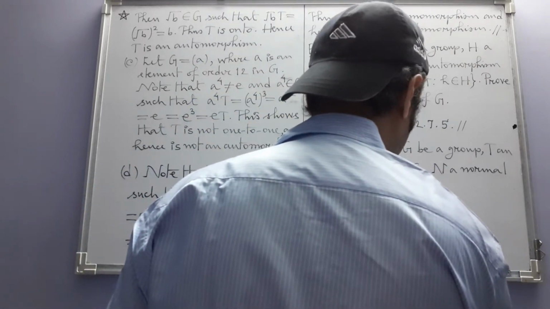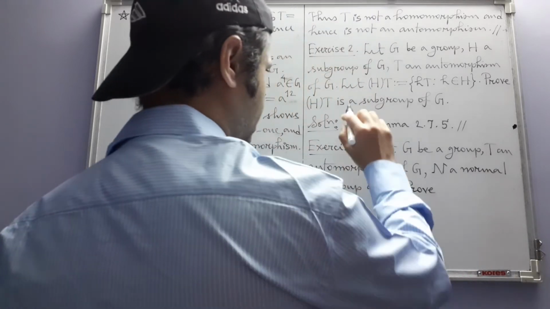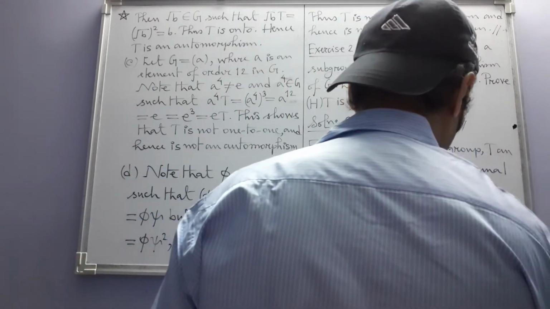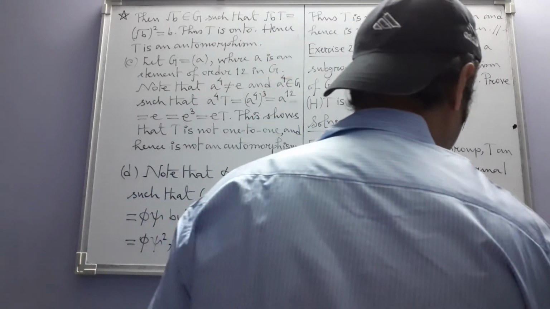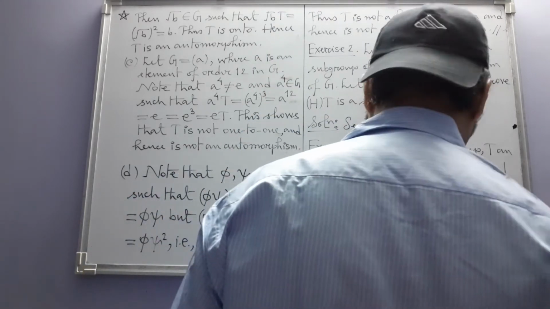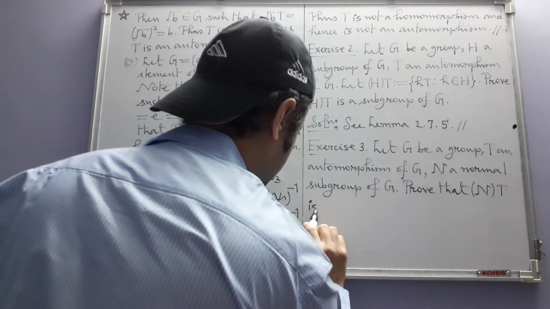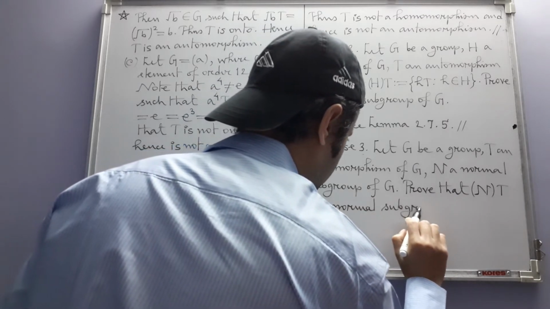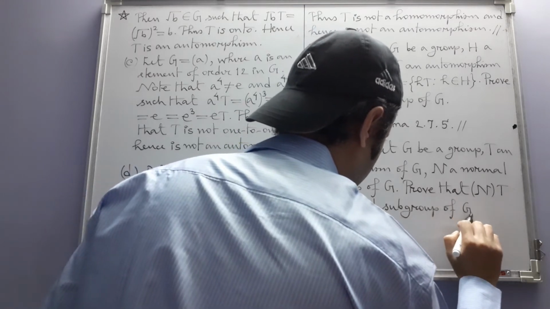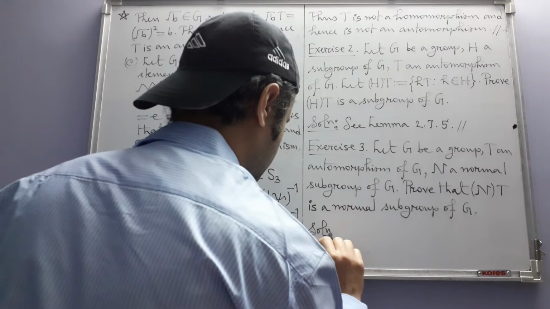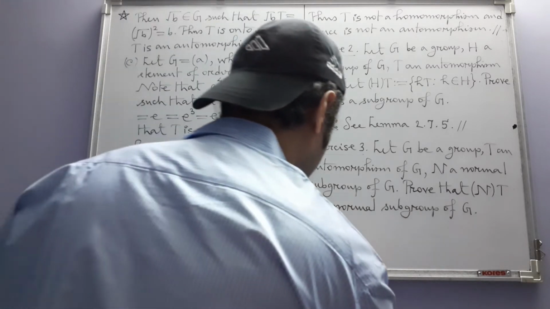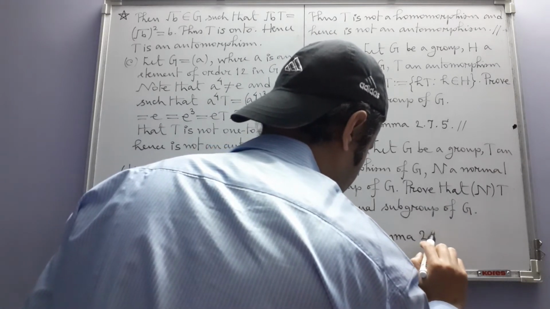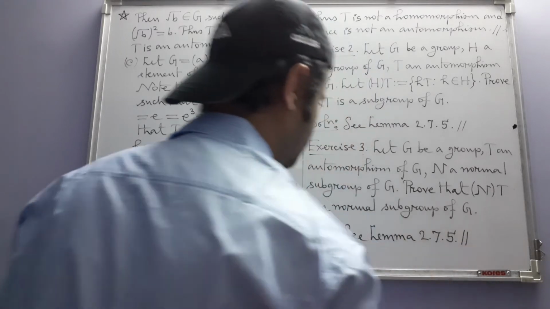Then prove that NT is a normal subgroup of G. Here also same, see lemma 2.7.5. So whatever we need to answer these two exercises are already available in this lemma.